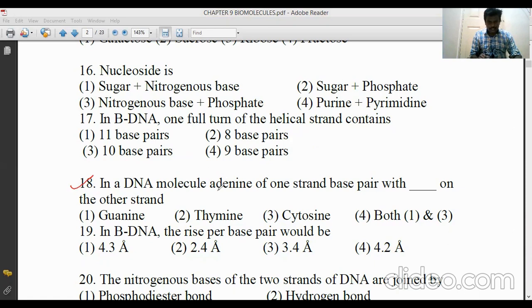Next, in a DNA molecule, adenine of one strand base pairs with dash on the other strand. Adenine always combines with thymine. That's all. Thymine. 18th question, correct option is 2.